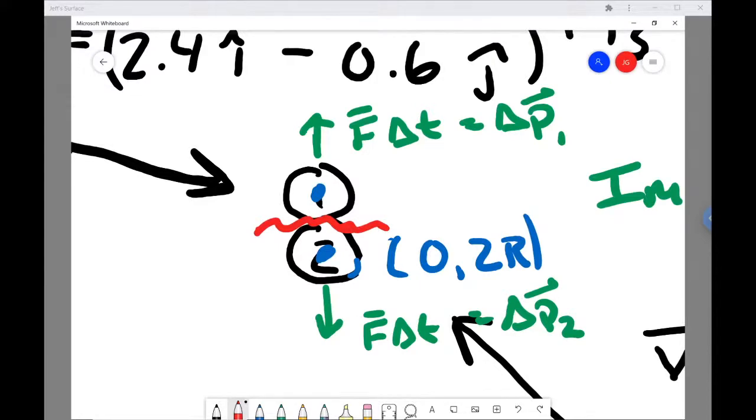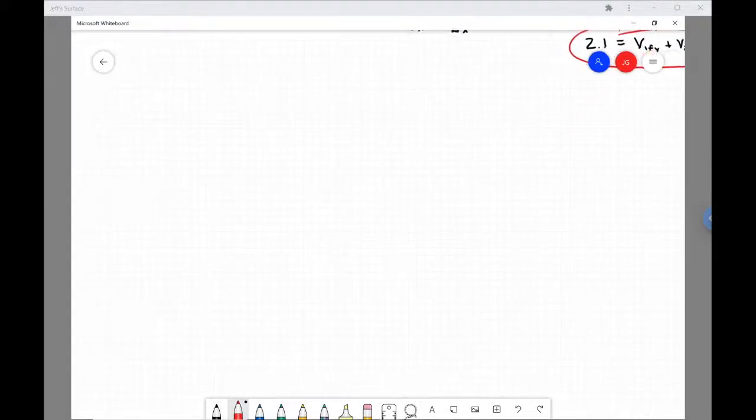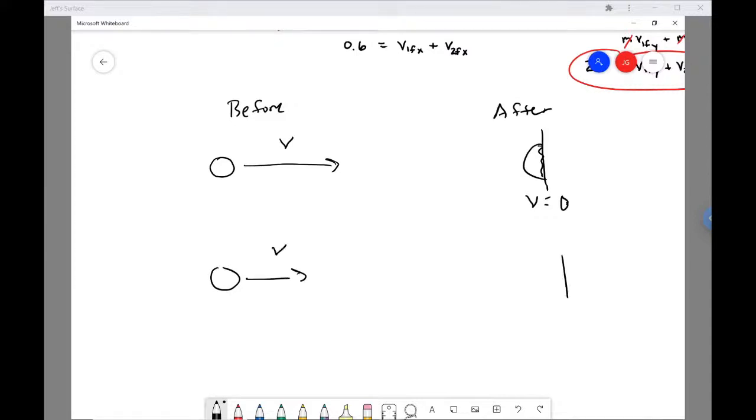All right, so let's go back to my whiteboard here. If you have one object that's coming in with some velocity, before, and then after it collides, it stops, just collides with the door and stops. Okay, versus an object that changes direction. Which of these has a bigger delta P?